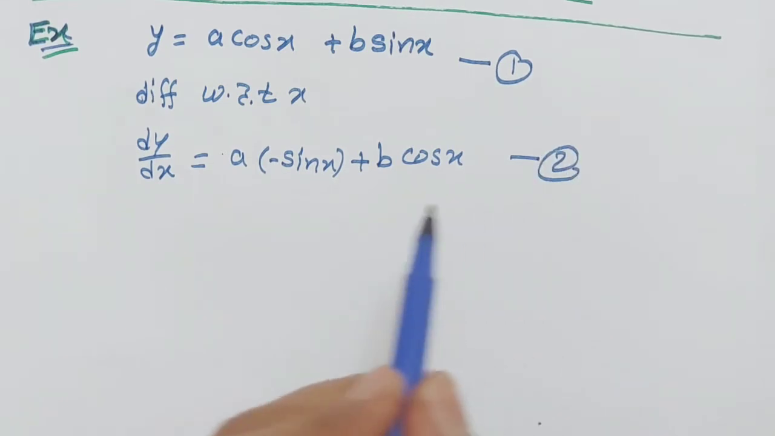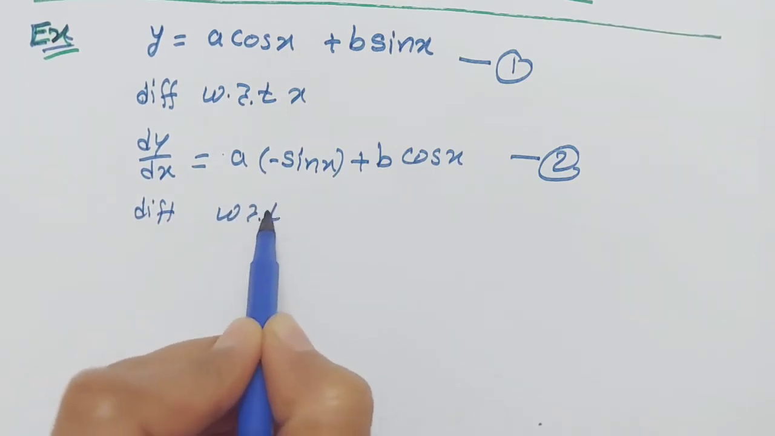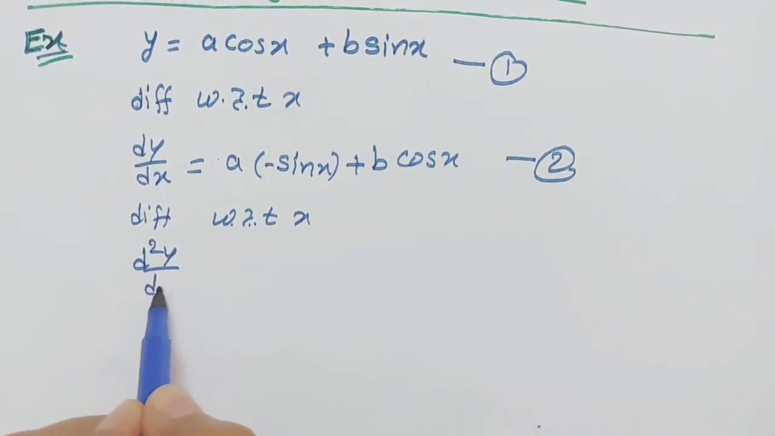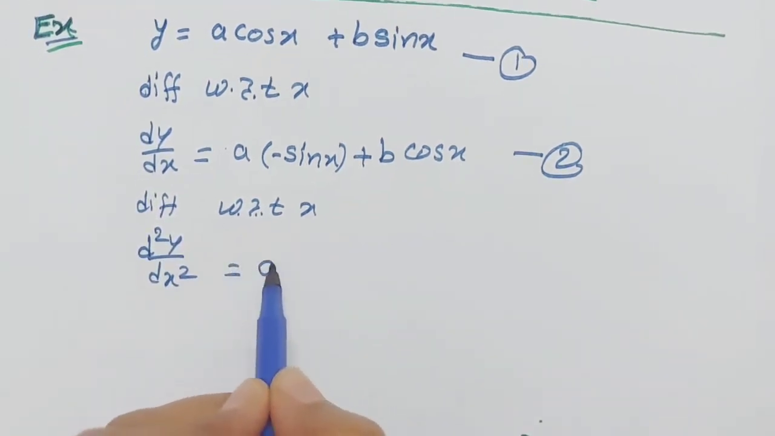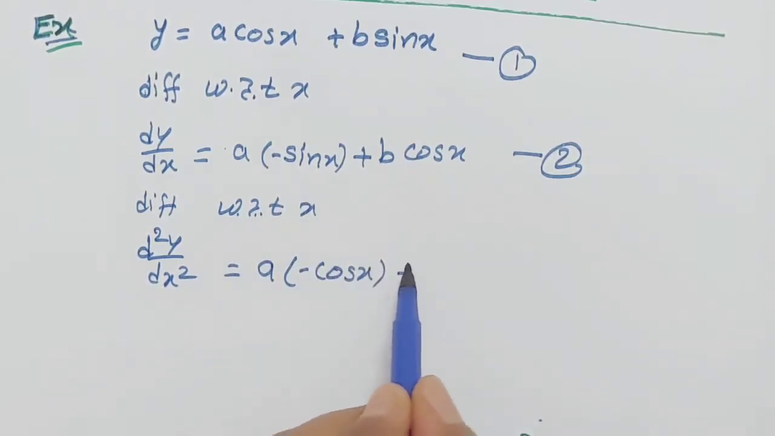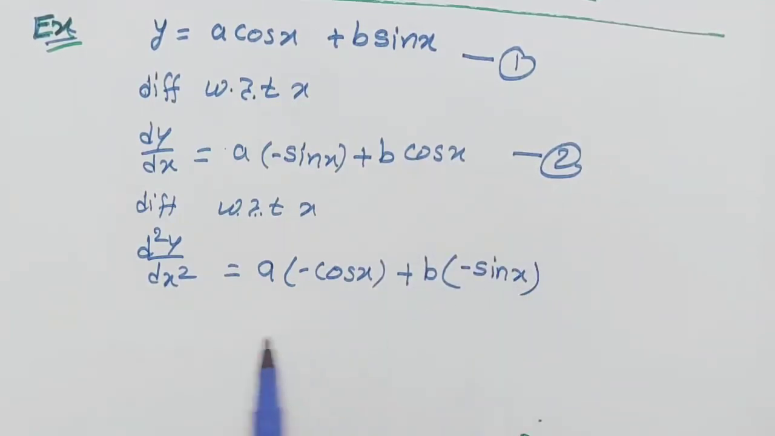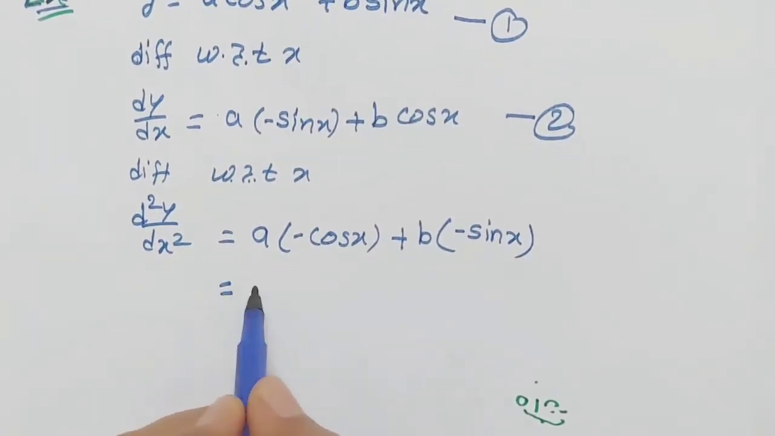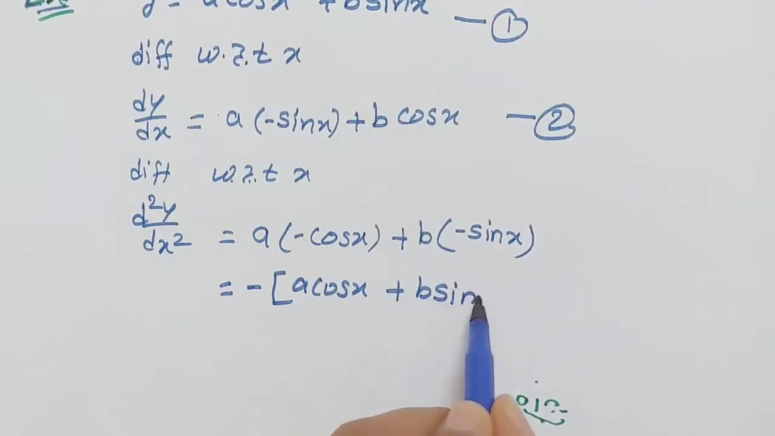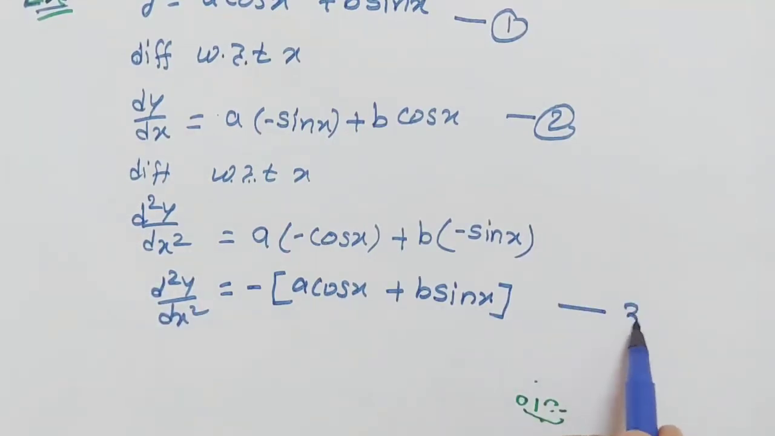This is equation 2. Now again differentiate this equation with respect to x. Then we get d square y by dx square is equal to a as it is, the derivative of minus sin x is minus cos x, plus b, the derivative of cos x is minus sin x. If we take the minus sign outside, then here it is a cos x plus b sin x, d square y by dx square. This is equation number 3.